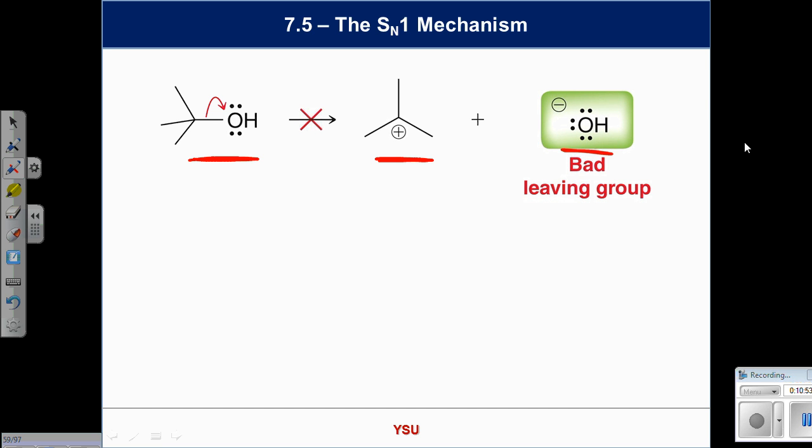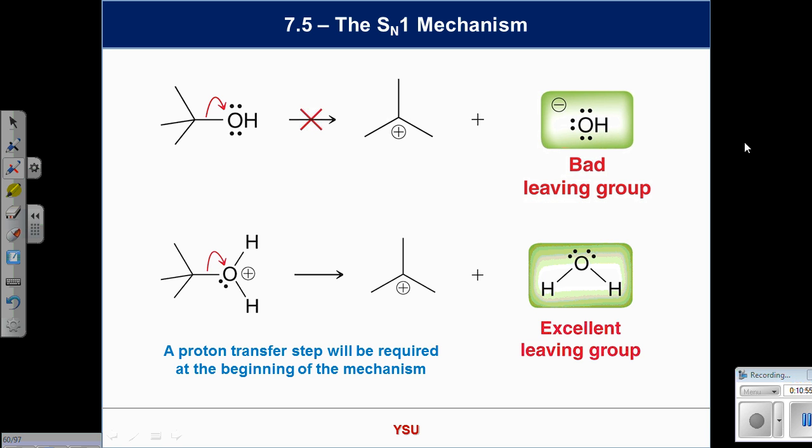So what we'll do instead is help. We'll think about making this a better leaving group by protonating it. And this is, again, one of the big ideas for the whole of the 2 semesters now. You want to make OH a better leaving group? Put a proton on it. Do a hydrogen or a proton transfer to it. Make it into this system.